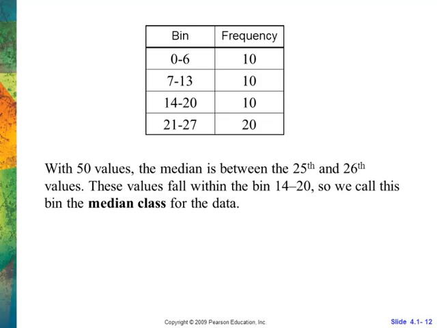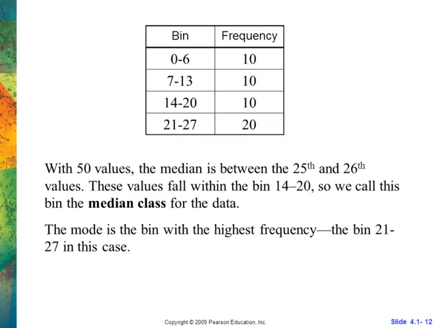If we're looking for the median, we know we have 50 values, so we have to find the 25th and 26th values. Counting 10, 20, 30, the 25th and 26th values are in the class between 14 and 20. That's where our median class is. We don't know the actual number, but we could give it a value of 17. Our mode is in the highest frequency bin, somewhere between 21 and 27. Again, we don't know the actual number, but we could give it the midpoint, 24.